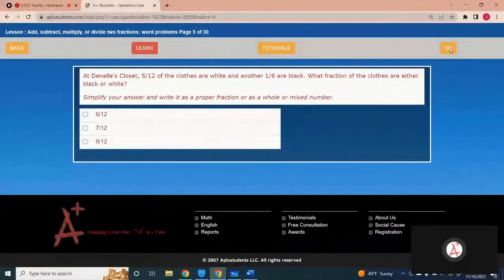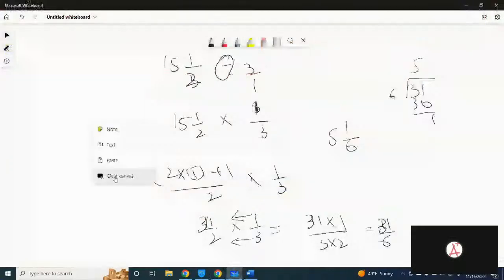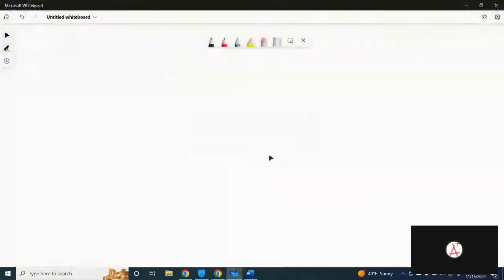At Daniel's closet, 5 by 12 of the clothes are white and another 1 by 6 are black. What fraction of the clothes are either black or white? 5 over 12 plus 1 over 6. You have to add them. When working with fractions, before adding, you have to make their denominators the same. You add fractions that have the same denominators. Got it?